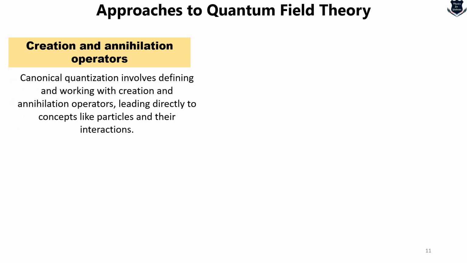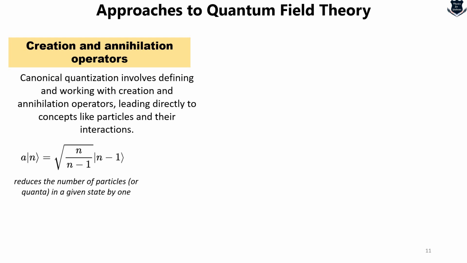The next part is creation and annihilation operators. Now, in general, in quantum mechanics, creation and annihilation operators are tools to describe quantum states. What canonical quantization does is involve defining and working with creation and annihilation operators, leading directly to concepts like particles and their interactions. So if I take this kind of equation, you see that the annihilation operator a reduces the number of particles or quanta in a given state by 1. So it reduces the number of particles of a state by 1. When applied to the quantum state n with n quanta, it lowers the number of quanta, and it is given by this equation.